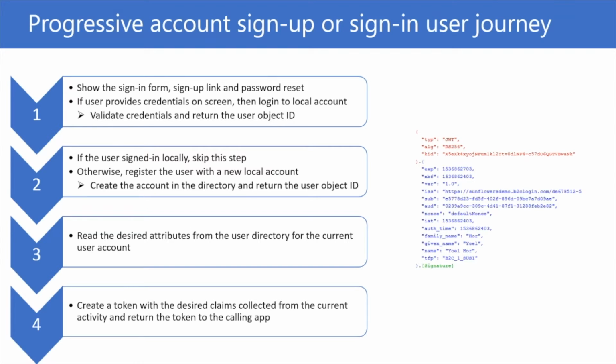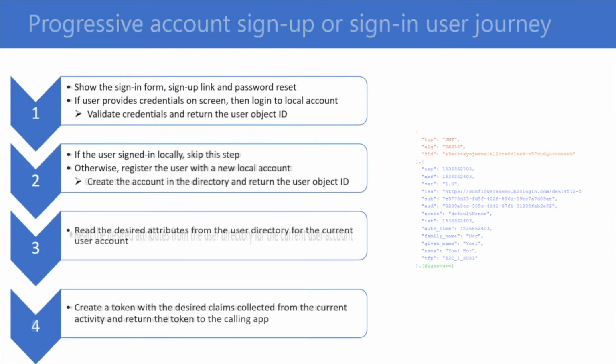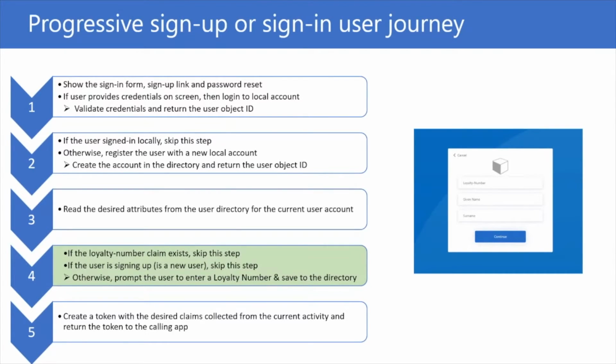To meet our criteria, to meet our scenario, we need to do one more thing. What we'll need to do is insert a step that checks to see if the loyalty number claim already exists. If it does, we don't need to do anything. If we have a new user signing up for the first time, we don't want to bother them, so we're going to go ahead and skip this step as well. But otherwise, we have no loyalty number and the user is not brand new. We're going to prompt the user to enter their loyalty number, showing the UI that we just created, and we'll save that value back to the directory. And then again, the token will be returned.